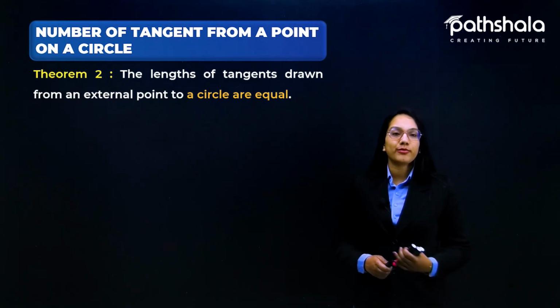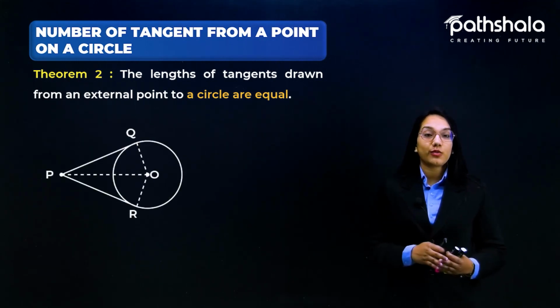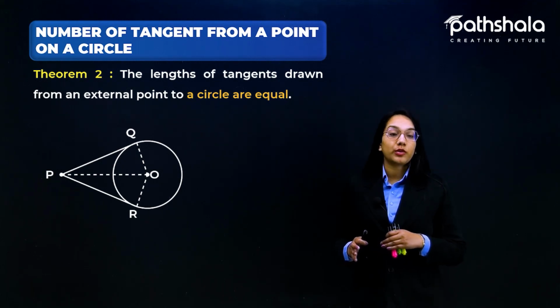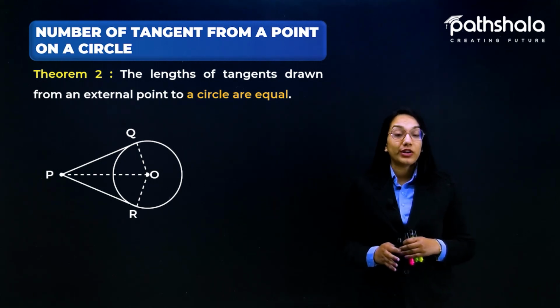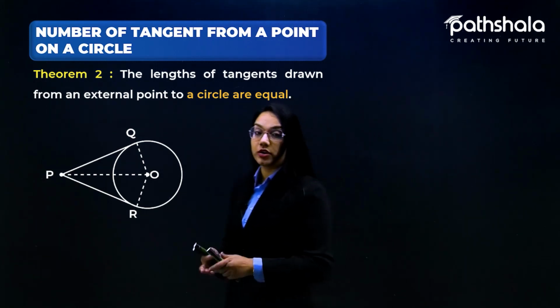Let us suppose I take a figure in this manner, in which I take a circle with the center O and an external point P, and from that external point P, I draw the two tangents PQ and PR. So let's start the proof of this theorem.